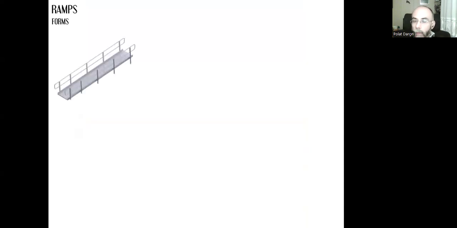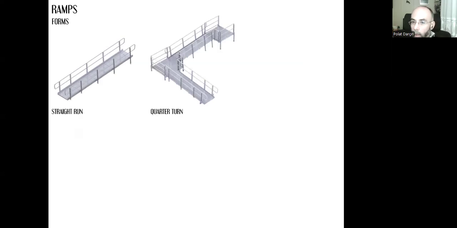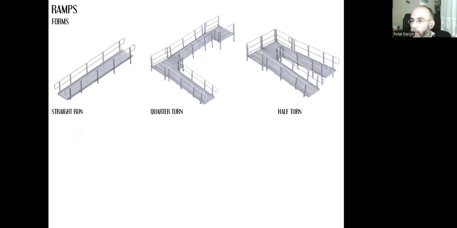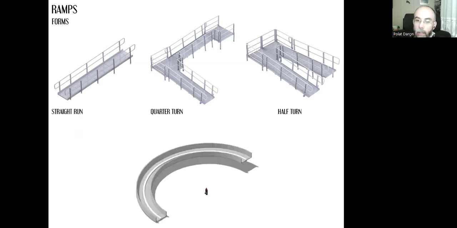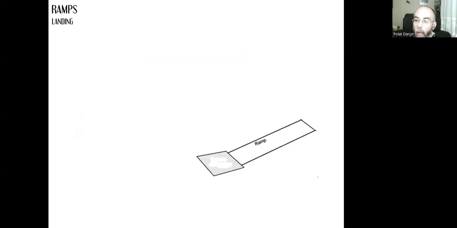What type of forms can we have? We can have a straight run, just like the forms that we learned for the stairs last week. We can have a quarter turn, an L-shaped ramp. We can have a U-shaped or half turn ramp that allows the user to turn 180 degrees, or we can have circular ramps. And this portion here is called the landing, as you know.